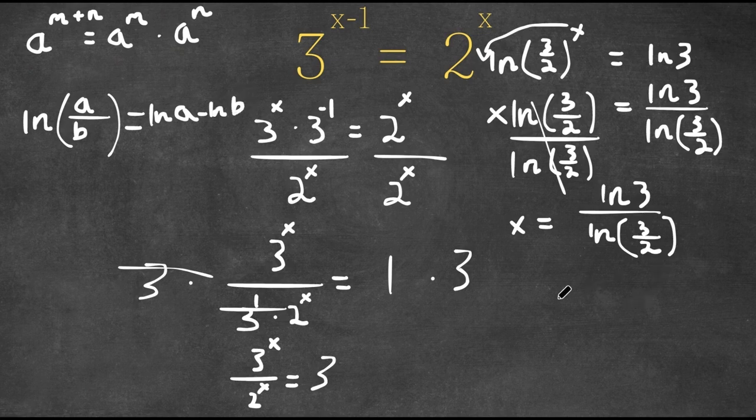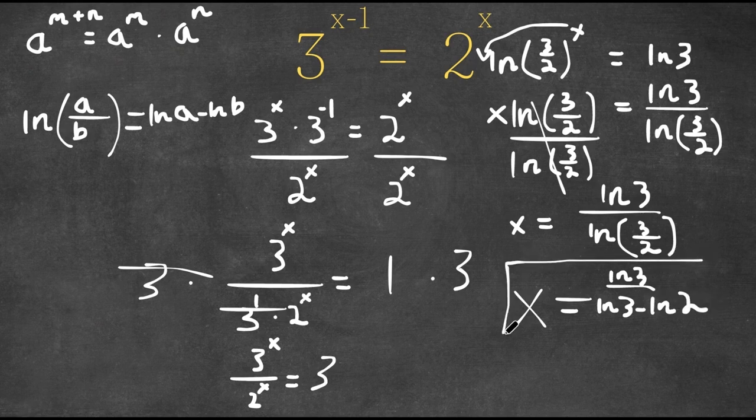So ln 3 over 2, this would equal ln 3 over ln 3 minus ln 2. So this is our answer.